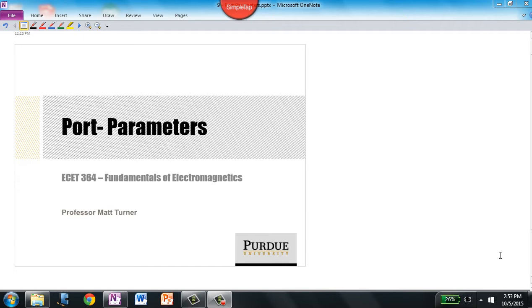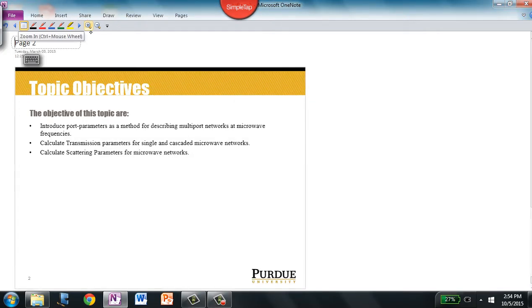Today we're going to be looking at port parameters. These are common mathematical techniques used to quantify and measure microwave circuits and to perform microwave analysis. We're going to look at three types: impedance parameters, ABCD, also known as transmission parameters, and then the one type of port parameter we've already dealt with a little bit in this course, S parameters. We're going to fully understand all of these different port parameter types and applications.